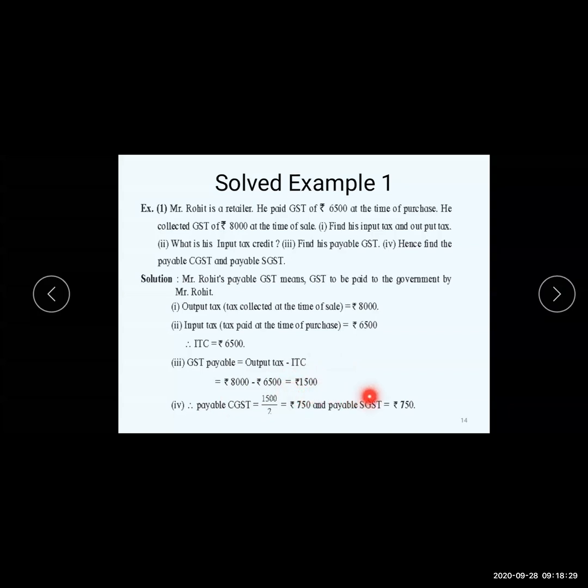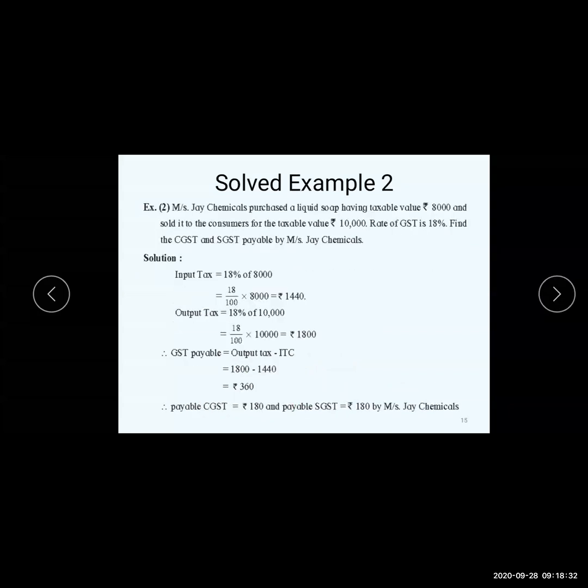The same will be SGST, that is rupees 750. Now see the second example. MSJ Chemicals purchased a liquid soap having a taxable value of rupees 8,000 and sold it to the consumers for the taxable value of rupees 10,000.